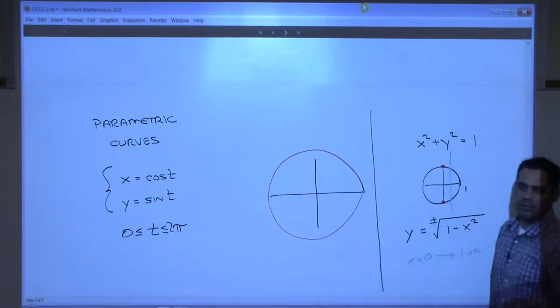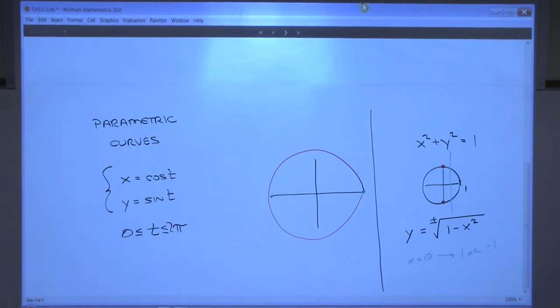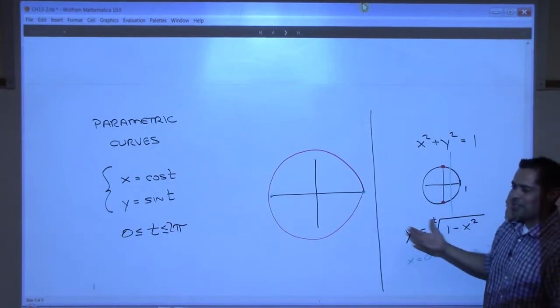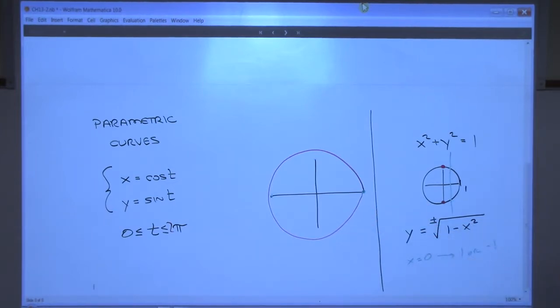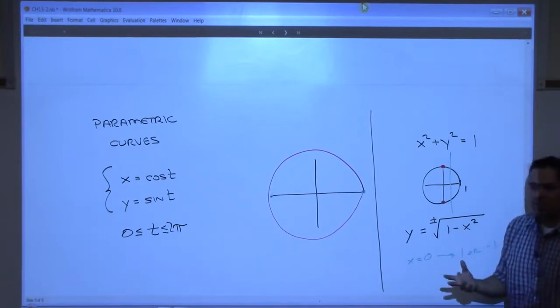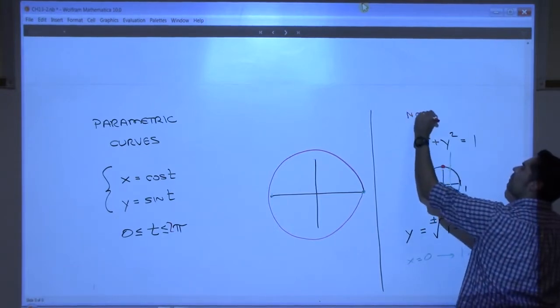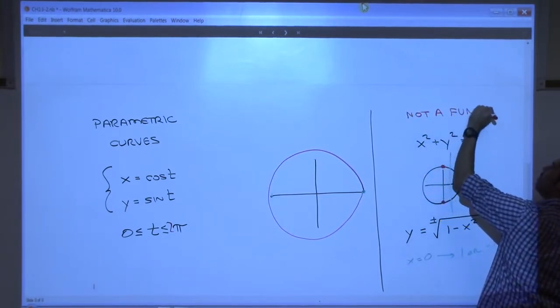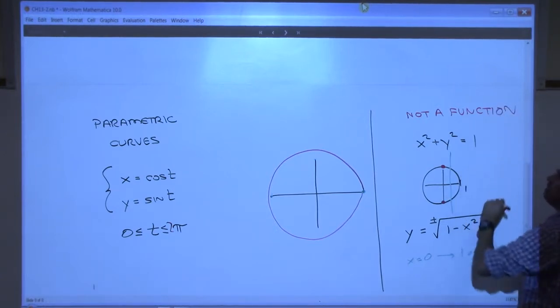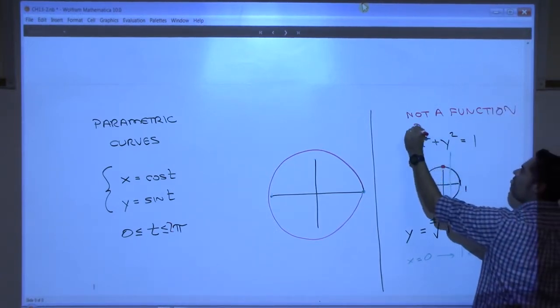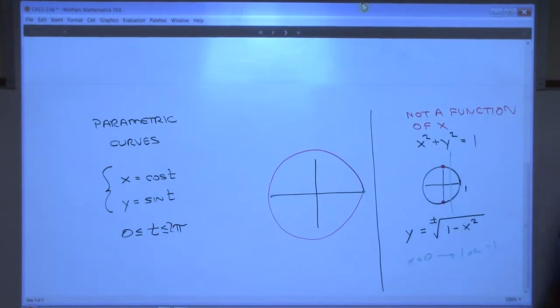Is this a function? Yes? Why is that? They're the same picture. Why is this a function and this is not a function? You only have one output for every t. For every t, there's one output. See, look over here. This is not a function. This is what we normally say. This is not a function, but we always leave this part off, of x. It's not a function of x. If you plug in x, you're going to get two outputs. So it's not a function of x.